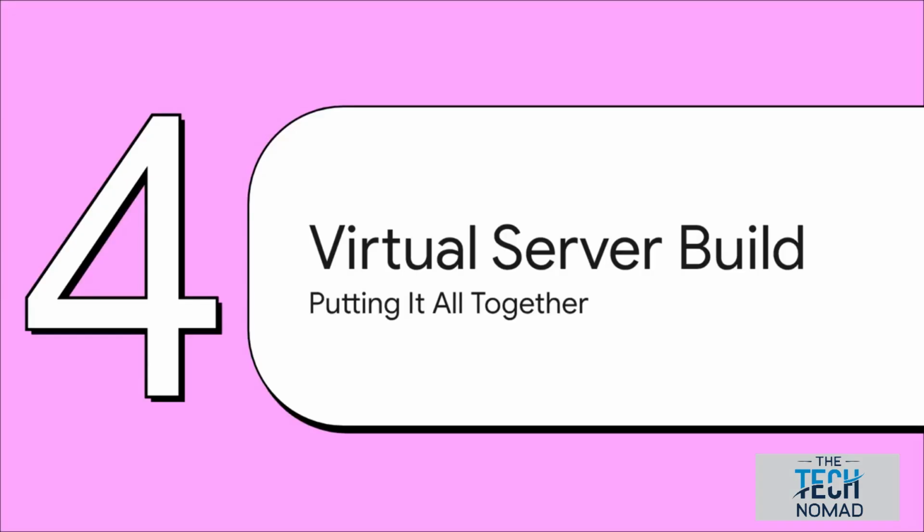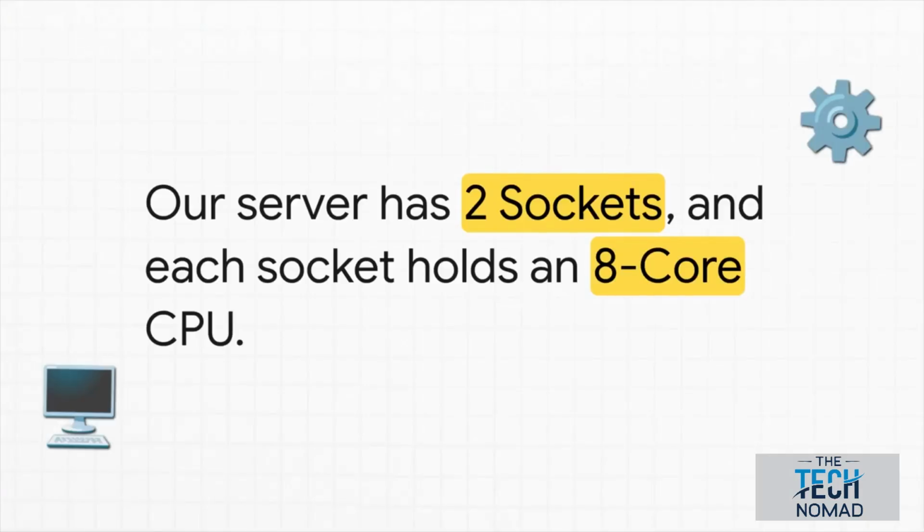All right, so we've got sockets, we've got cores, we've got NUMA nodes, and now we've got vCPUs. This is the fun part. Let's put all these pieces together and see how they actually interact in a real-world server setup. So let's imagine a scenario. We've got a server, and this server's motherboard has 2 physical sockets, and into each one of those sockets, we're going to install a CPU that has 8 cores inside it.